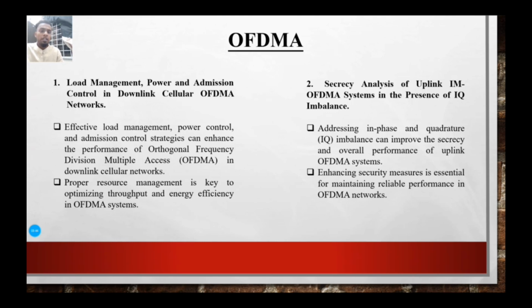The second one is security analysis of uplink IM OFDMA system in the presence of IQ imbalance. Addressing in-phase and quadrature IQ imbalance can improve the secrecy and overall performance of uplink OFDMA systems. Then the next point is that enhancing security measures is essential for maintaining reliable performance in OFDMA networks.